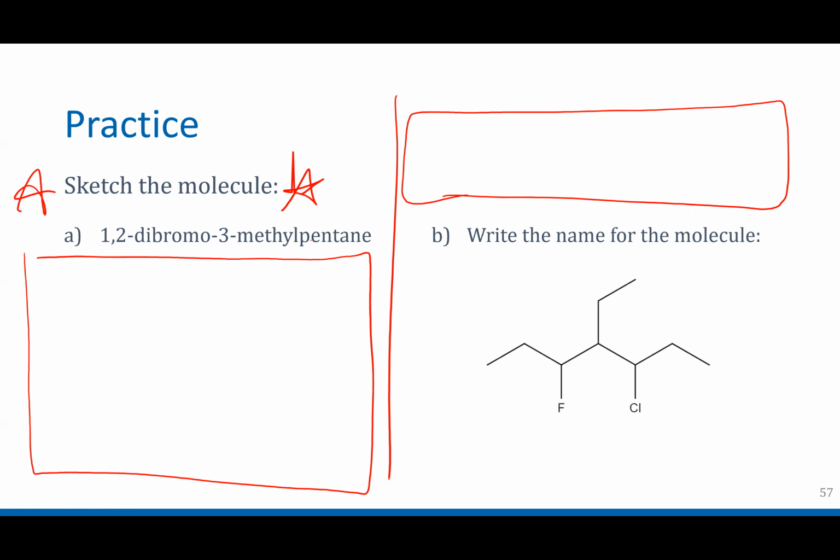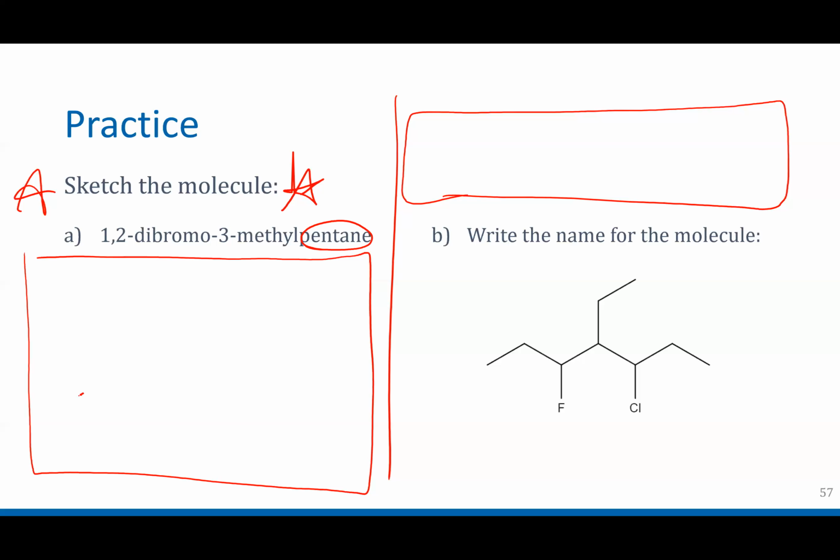Okay, start with your parent and your suffix. So remember the parent and the suffix. The suffix is ane, which means this is an alkane. And I'm stressing this because in the next class we're not going to deal with alkanes. We're going to try alkenes and alkynes. So I know that this is just pentane.